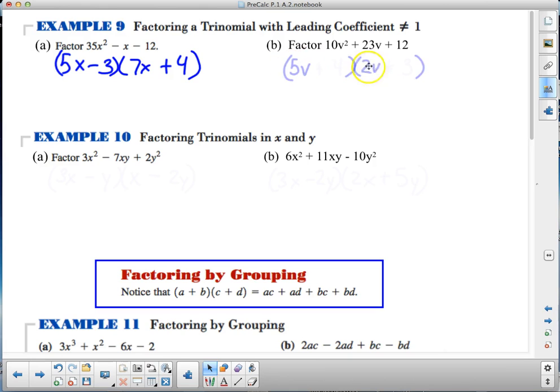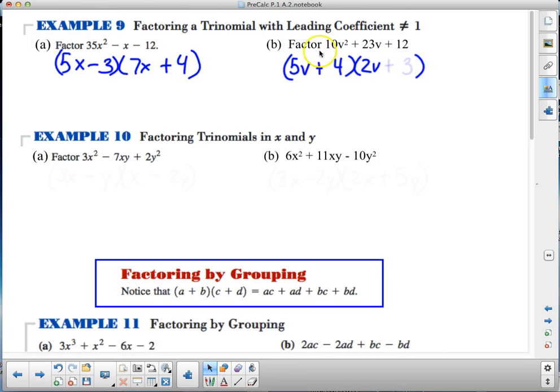Okay, again, I got 5x and 2x. That's going to be 10. Breaking apart, I've got 2 and 6, 3 and 4. But 2 and 6, I got 30 and 4. That's not going to be it. And 18 and 10, that's not going to be helpful. So 3 and 4 are it that I'm going to use, and they're all positive because of these plus signs.